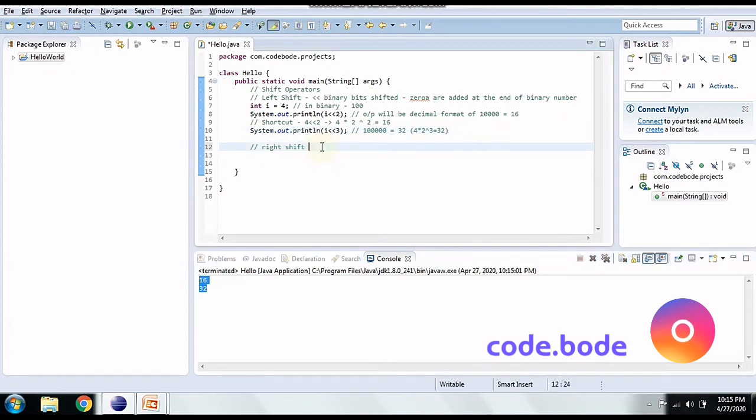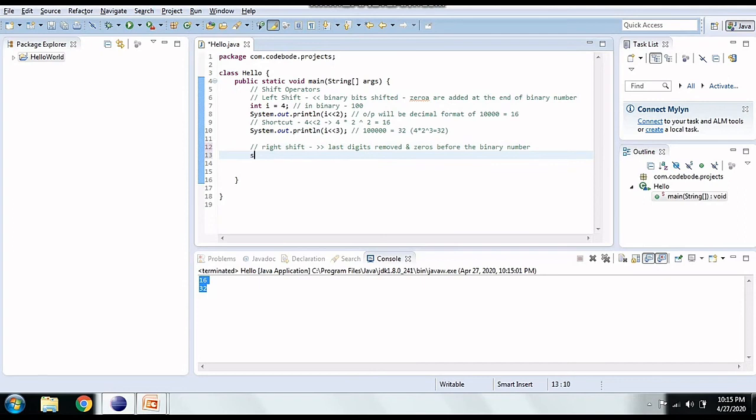Now let's see the right shift operator. So they are represented by opposite angle brackets. And in the right shift, last digits are removed and zeros are appended before the number.